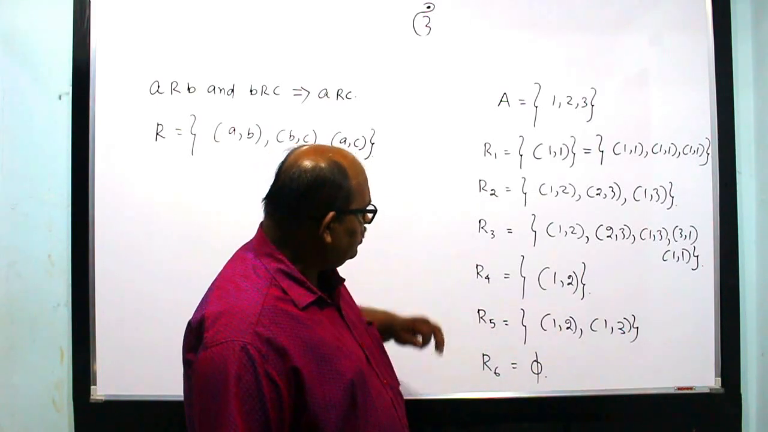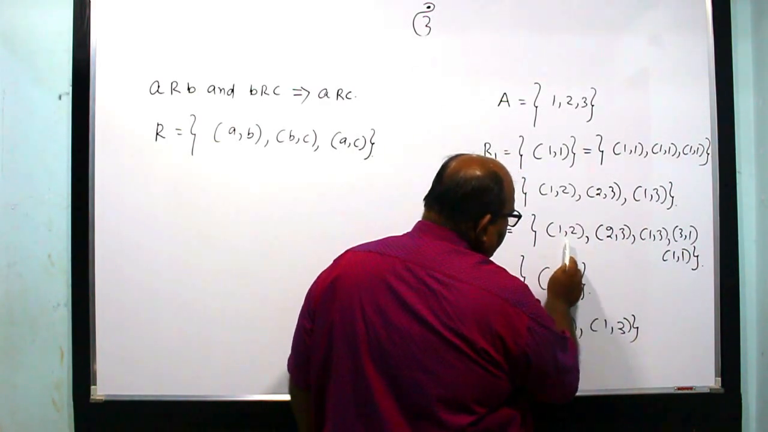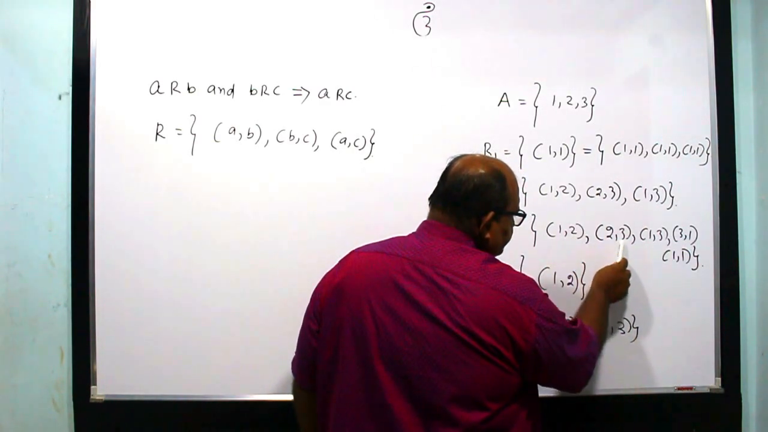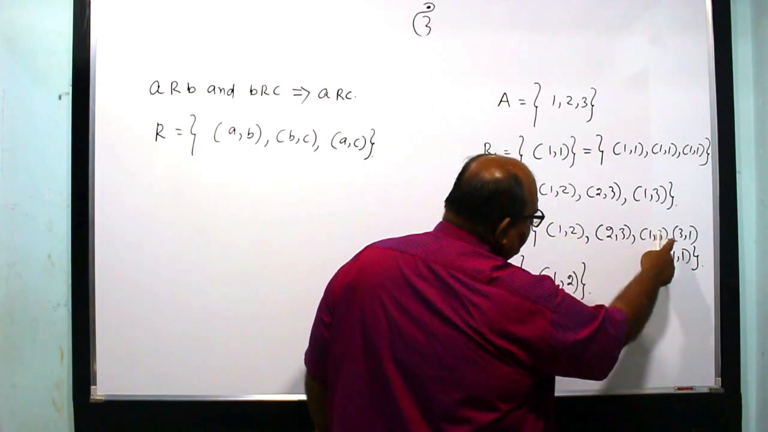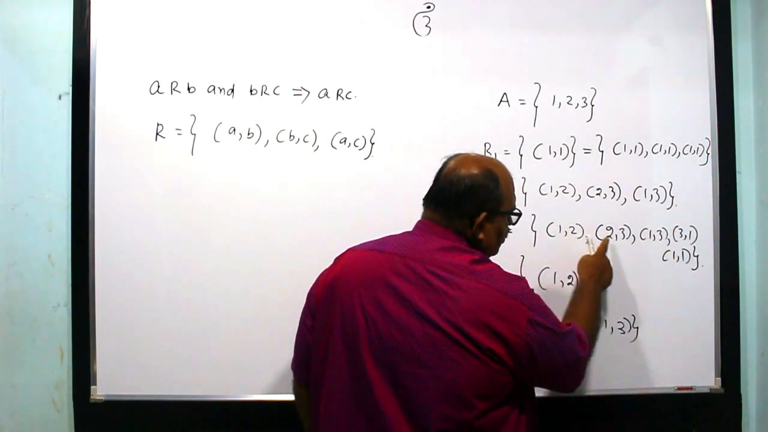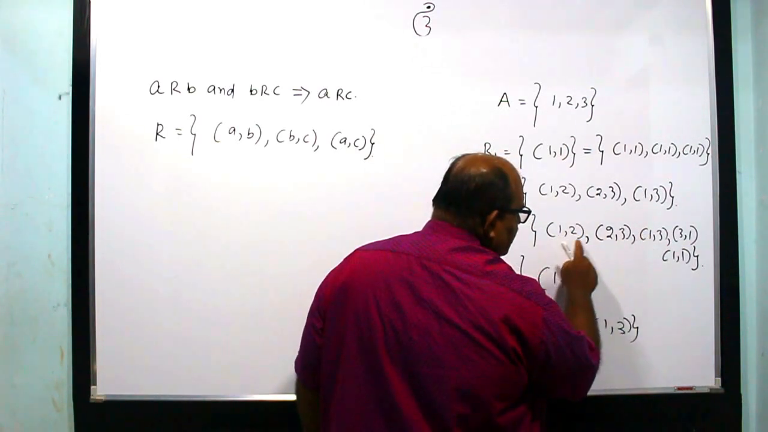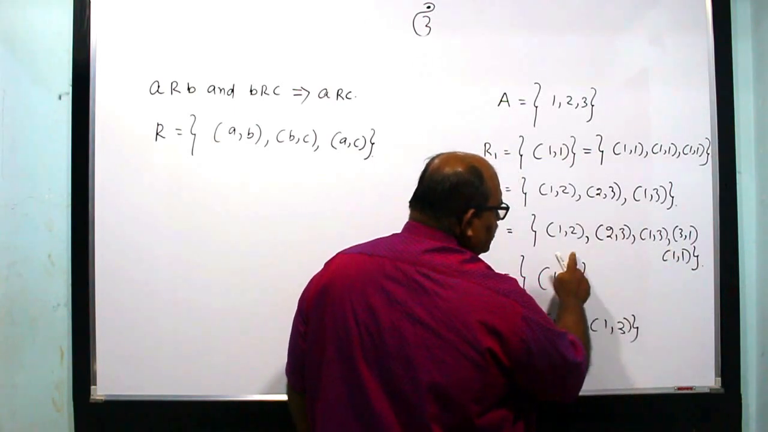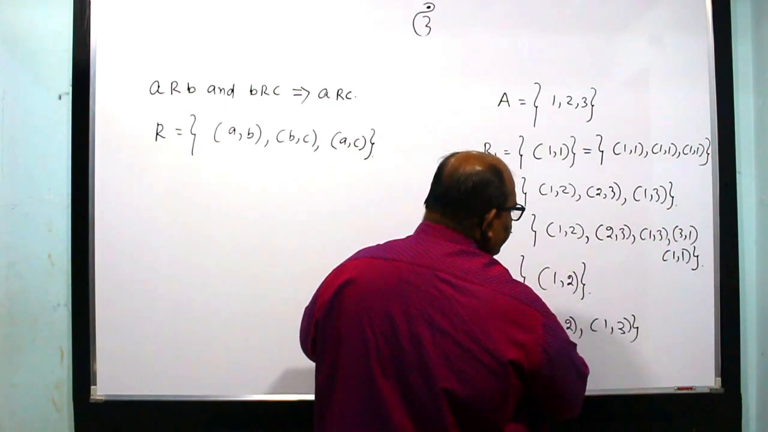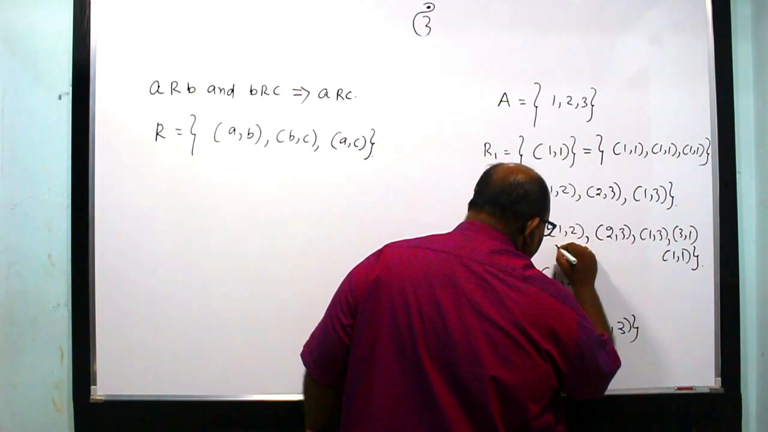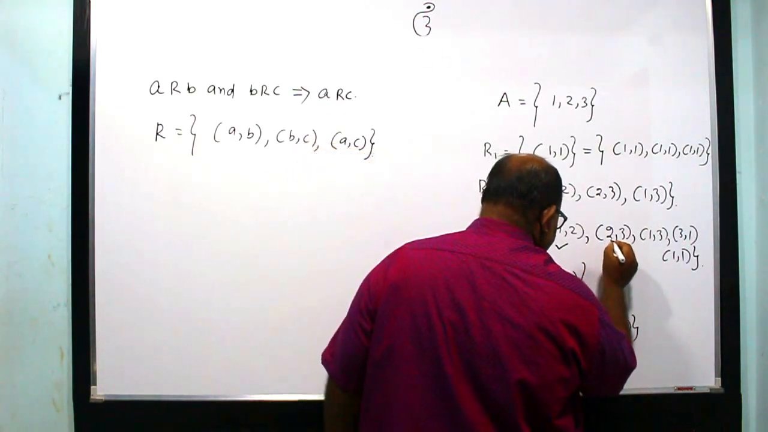Okay, now come to R3. Look, (1,2) can be compared with (2,3). If (1,2) is AB and (2,3) is BC, so here AC is (1,3). Now similarly, (1,2) cannot be compared with any other pair. Will (1,2) pass the transitive test or not? Yes.